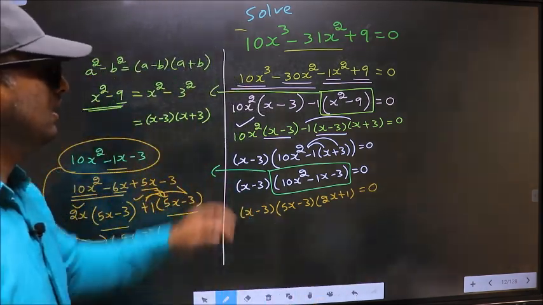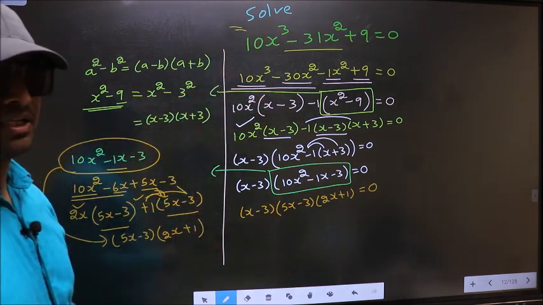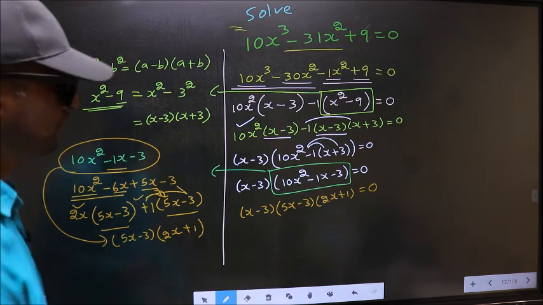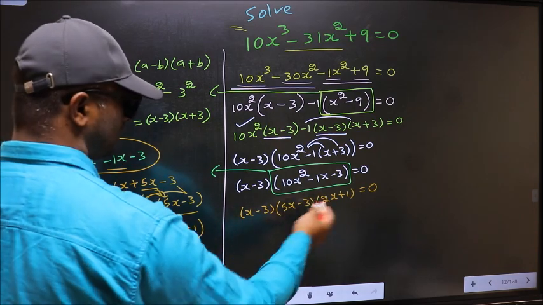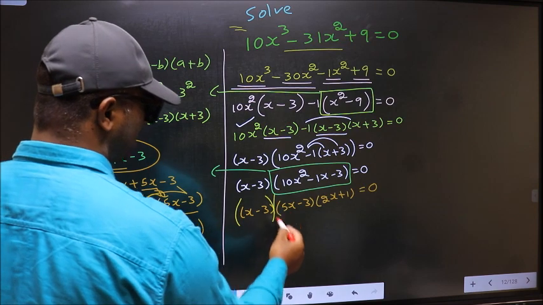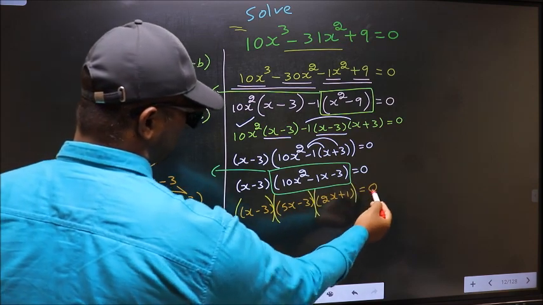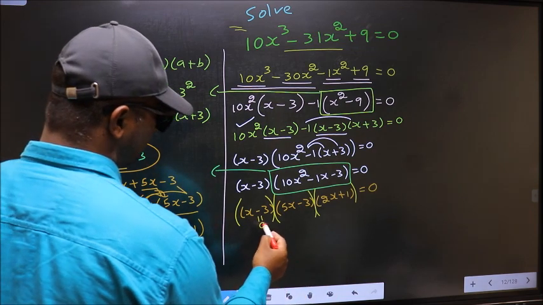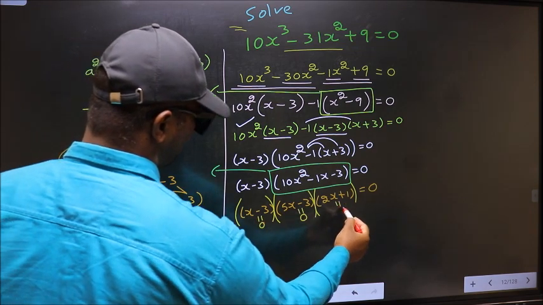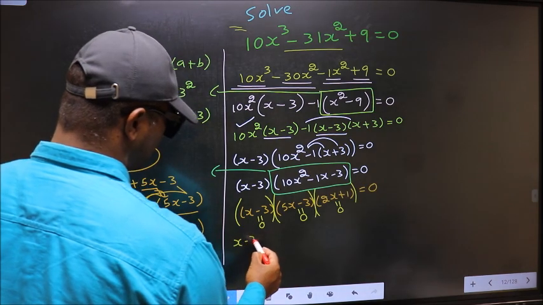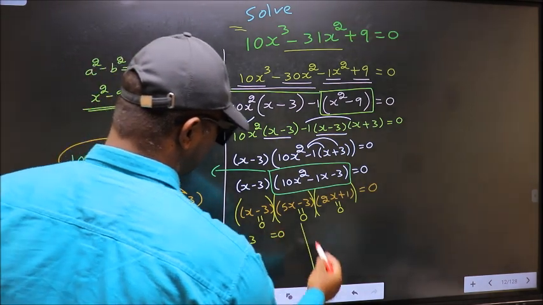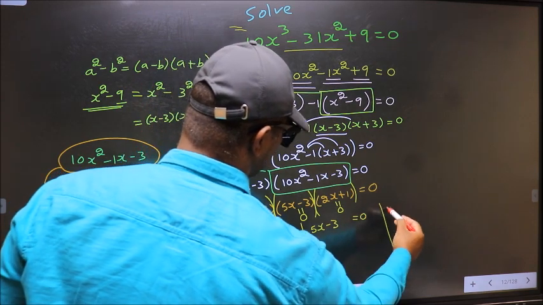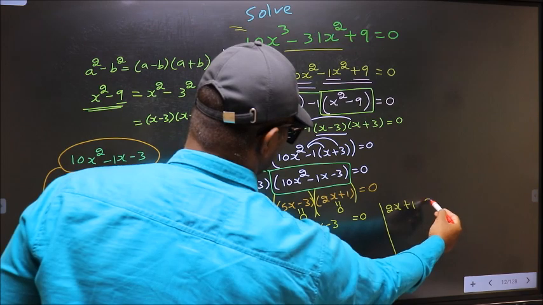They told us to solve, which means we should get the values of x, and over here we got a product of brackets equal to 0. So to get x values, we should equate each bracket to 0. That is x minus 3 equal to 0, 5x minus 3 equal to 0, 2x plus 1 equal to 0.